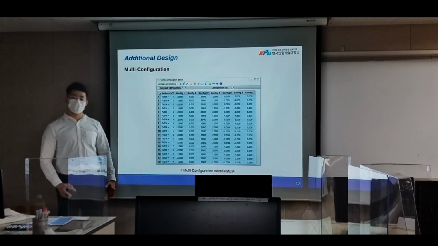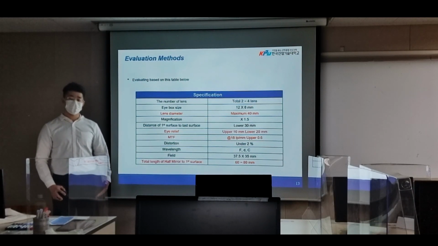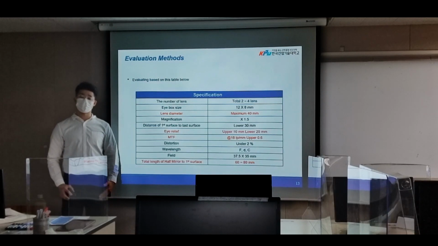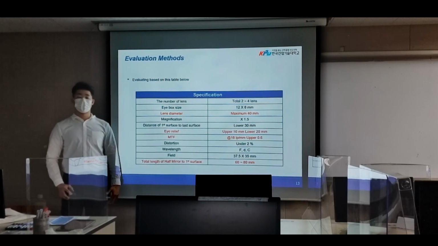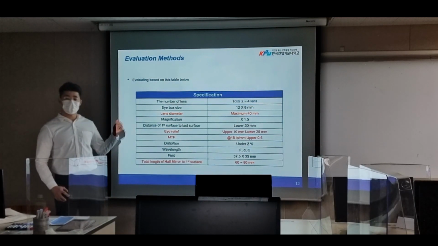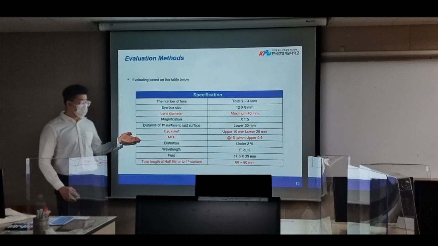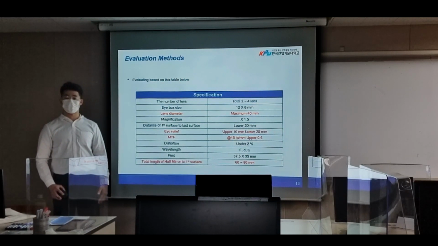all our objectives. We will evaluate our product based on this table below. Let me introduce the key specifications of our prototype. I want to tell you everything, but I do not have enough time at this time. Look at this table. We set objectives. For example, eye relief, upper 10 millimeters or 20 millimeters, and MTF, upper 0.6 at 18 LP per millimeter.